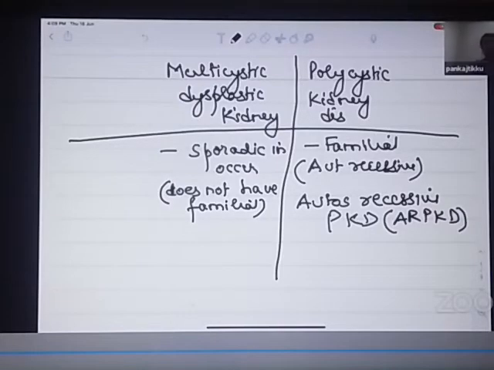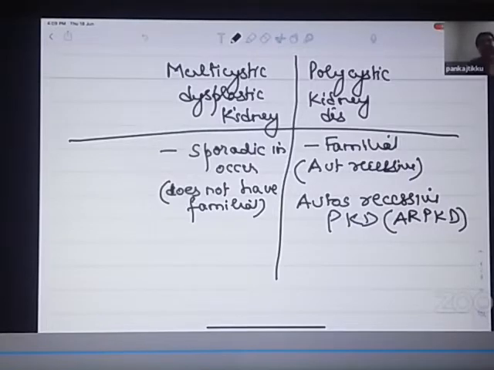What do we call it? We call it autosomal recessive polycystic kidney disease. Don't confuse it with autosomal dominant polycystic kidney disease, which is again a polycystic kidney disease but is known to occur more commonly in adults. So if someone says this child is suffering from an infantile polycystic kidney disease, that means it is autosomal recessive.